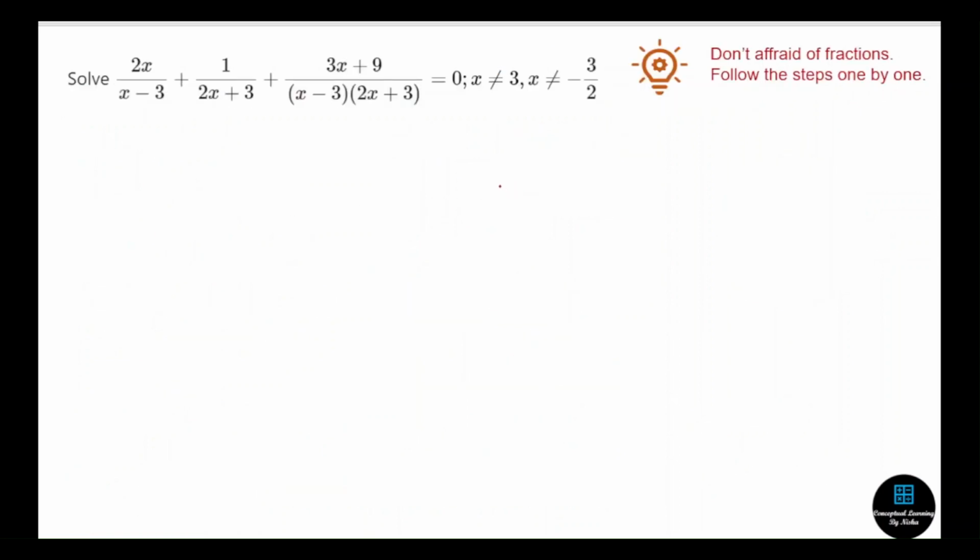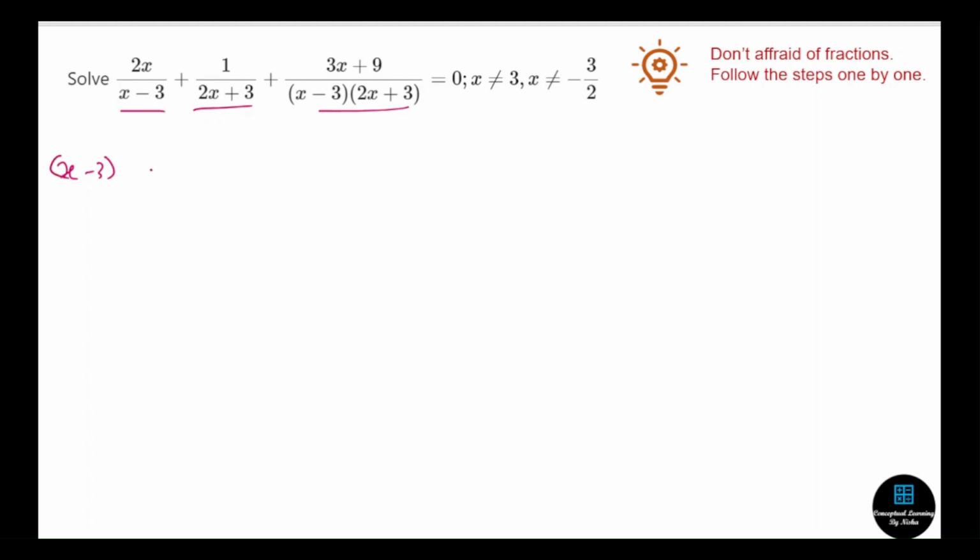All right. So it seems really a tough question, but again, as I said, don't be afraid just looking at the fractions. We'll apply the step-by-step rule. Now, if you just observe the numbers, here x minus 3, 2x plus 3 gets repeated. So what I'll do first, I multiply everything by this x minus 3, 2x plus 3. So let me write it.